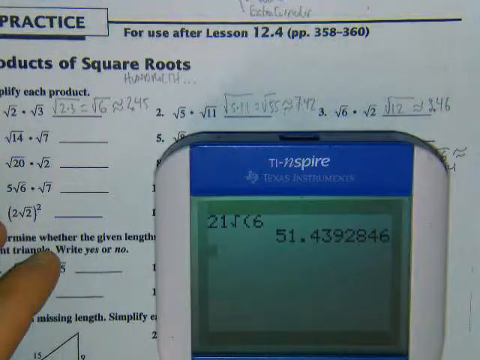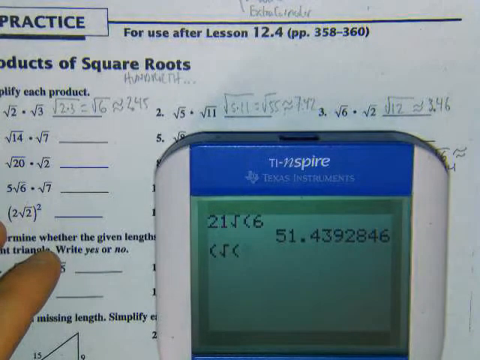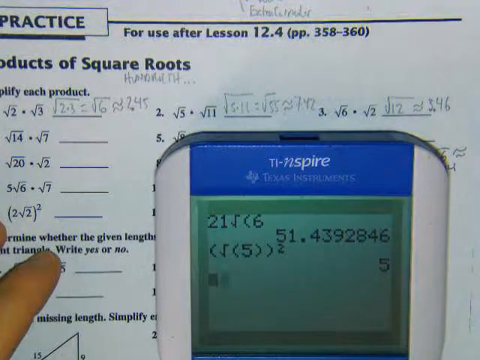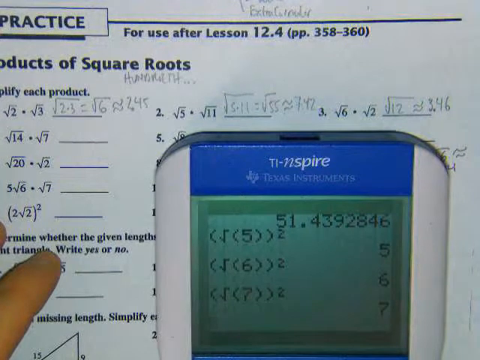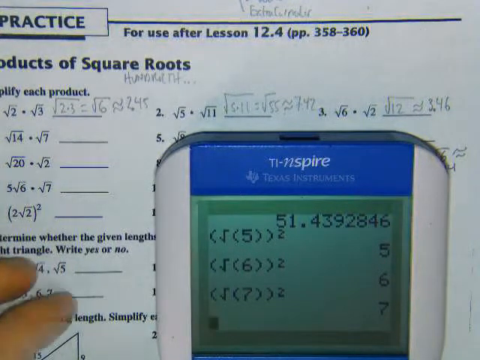So let's go a second. Square root of 5 squared. Square root of 6 squared. Okay, anytime you're squaring a square root, just nothing changes.